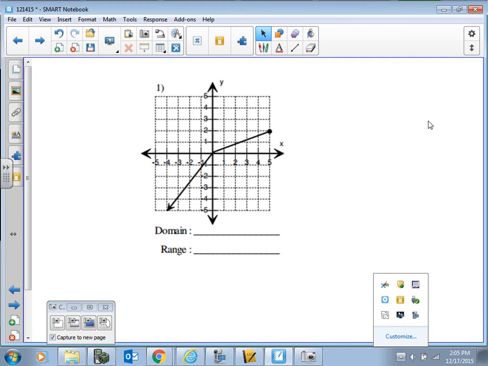Alright, on this video I'm going to be doing some problems from the homework. We were dealing with domain and range. We didn't get a chance to work on it too much. So I'm going to do some problems here from the homework. So this is problem 1.